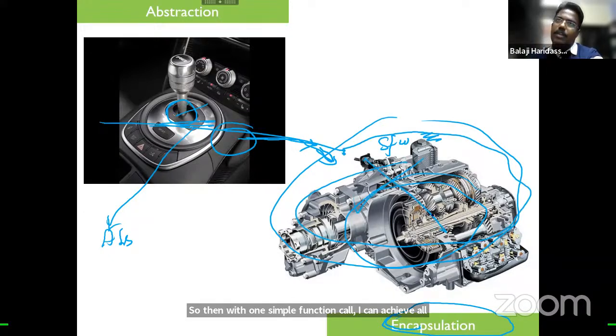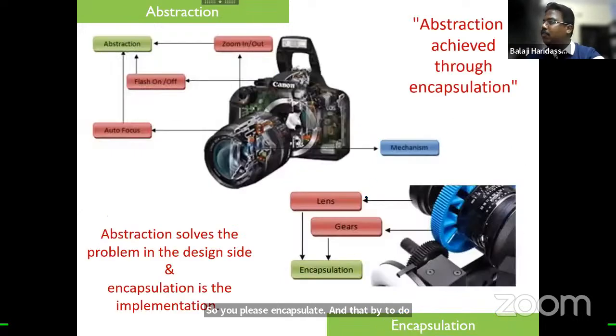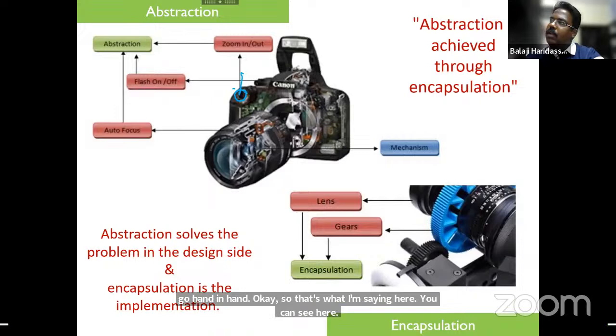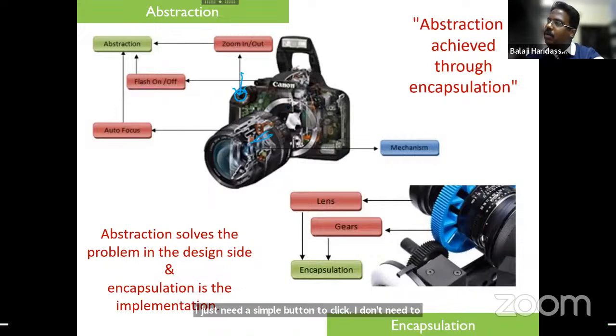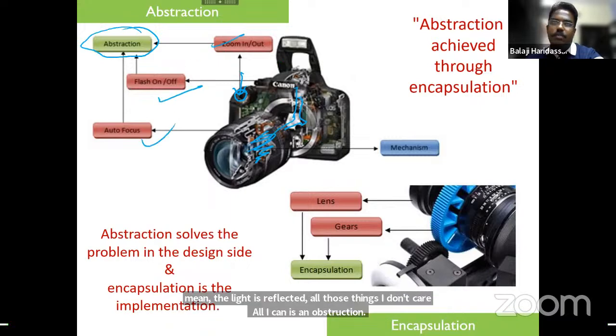So please encapsulate. And to do encapsulation, you should also have an abstraction. They go hand in hand. Okay, so that's what I'm saying here. You can see here, I just need a simple button to click. I don't need to worry how the gear is, how the motors are moving in the lens, how the light is reflected, all those things I don't care. All I care about is an abstraction. I need an on-off button, I need a flash button, I need an autofocus, that's all.